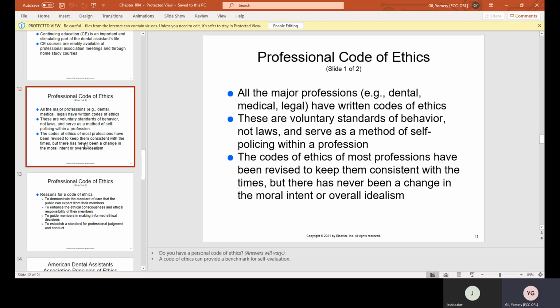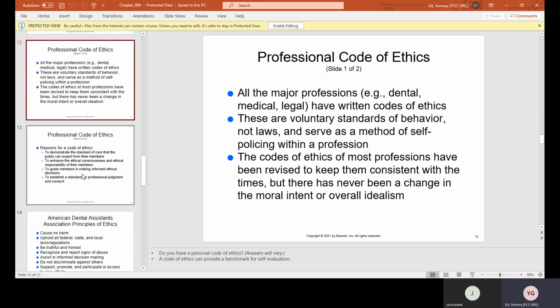Professional code of ethics. All the major professions, for example, dental, medical, legal, have written codes of ethics. These are voluntary standards of behavior, not laws, and serve as a method of self-policing within a profession. The codes of ethics of most professions have been revised to keep them consistent with the times, but there has never been a change in the moral intent or overall idealism.